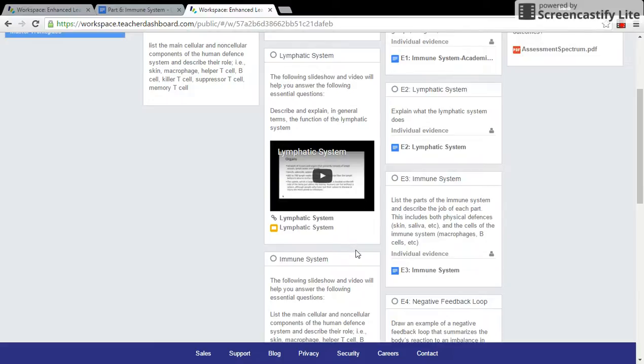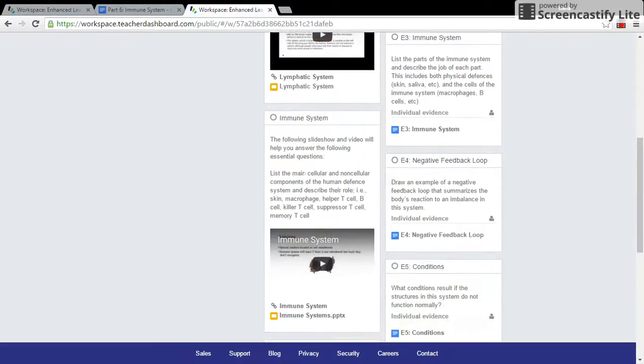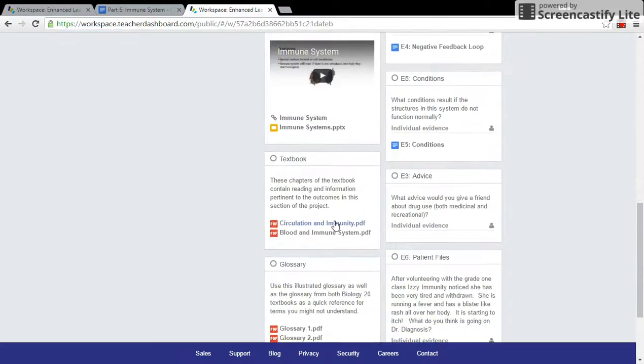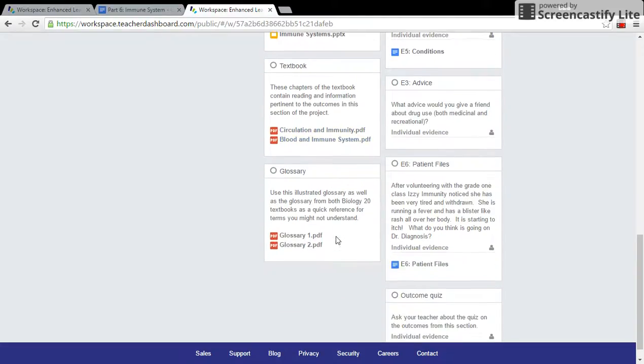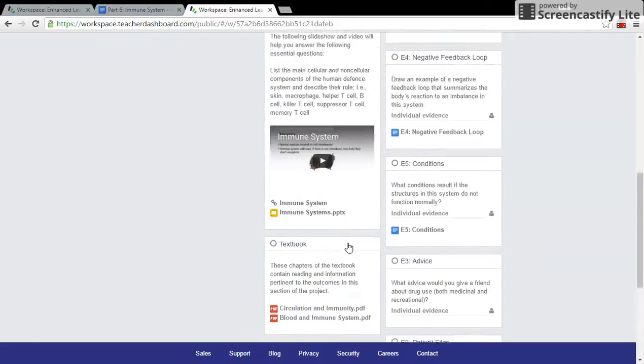I've got 2 videos here for you, one on the lymphatic system and one on the immune system. There's 2 pieces of textbook there, and you'll have to note that immunity does not stand alone in the textbook. They've attached it to circulation and blood. So for both of those you're going to have to dig to find the immune system information. And then there's the glossary for you as well.